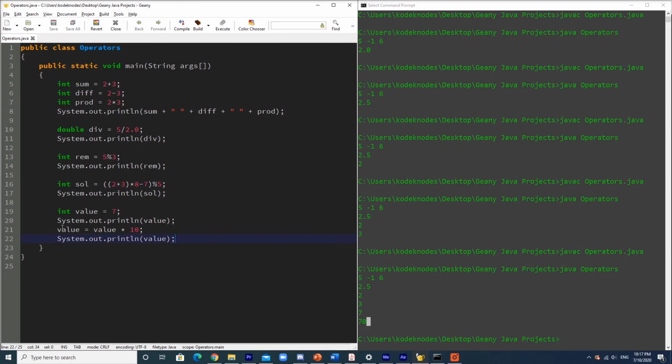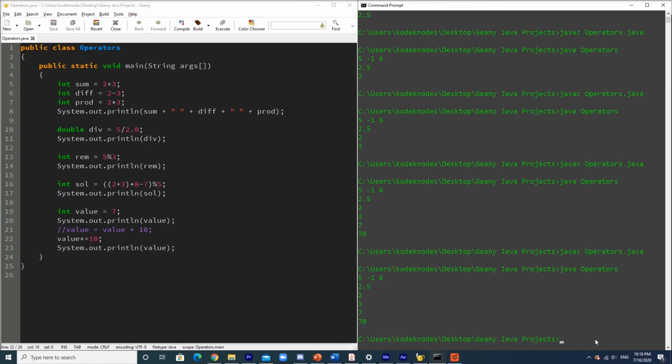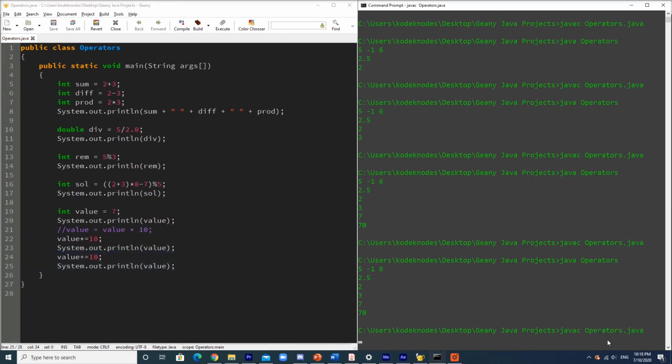And it turns out there's actually a shorter way to do this. So I'm going to comment out this line, and I'm going to type value times equals 10. It's the exact same statement as above, but of course it's shorter. It does the same thing by multiplying the value by 10 and assigning it back to the value. This can be done with addition as well, so you can type value plus equals 10, which would add 10 to value's current value, 70, and be assigned to a new value of 80, which is 70 plus 10.